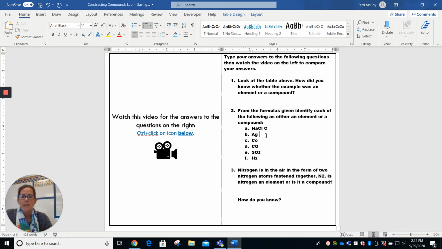What about this Ag? How many capital letters do we have in Ag? Just one. That's right. So if we only have one capital letter, is that an element or a compound? Hopefully you just said element, because if you did, you would be correct. So we're going to put a capital E right there. How many capital letters do we have in Co? Capital C, lowercase o. That's right. We only have one. Is that an element or a compound? That is an element. Capital E it is.